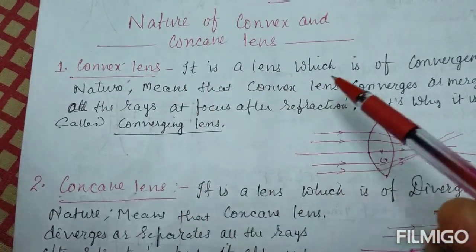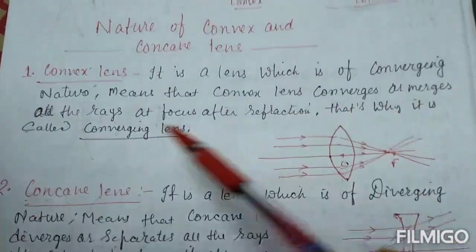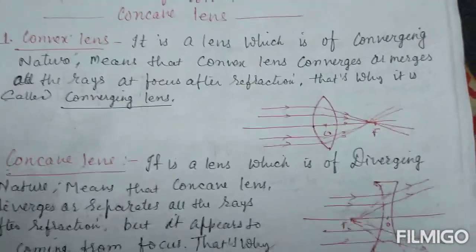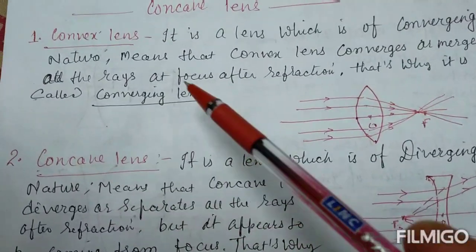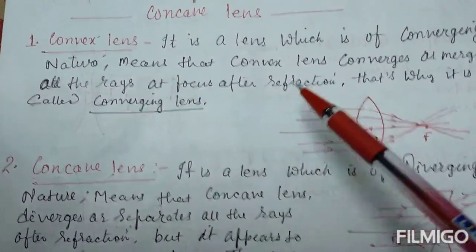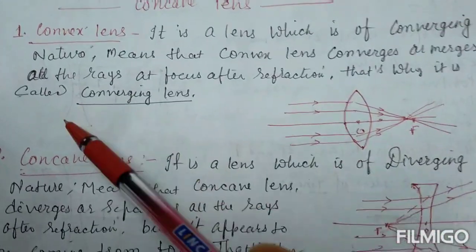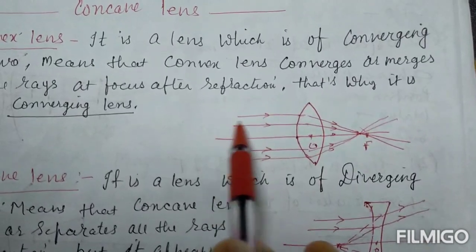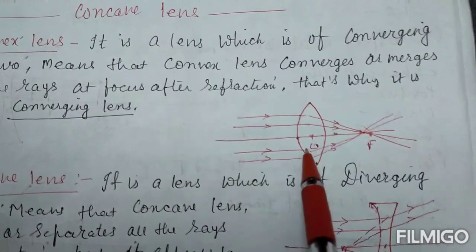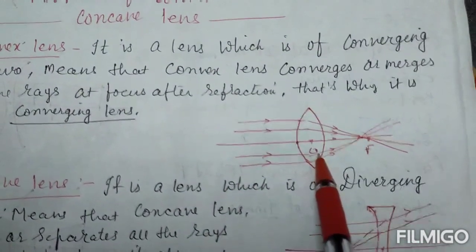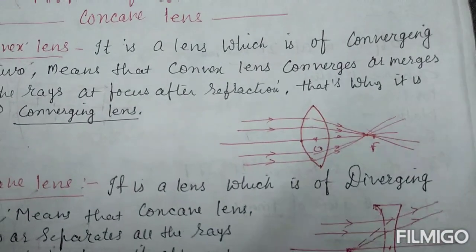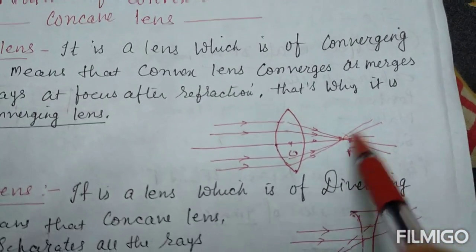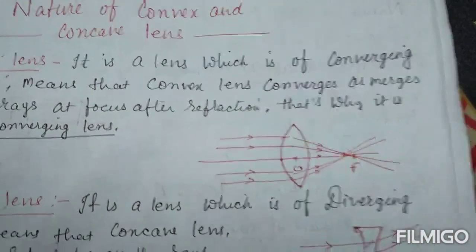Now, the nature of convex and concave lens. A convex lens is of converging nature, meaning that a convex lens converges or merges all the rays at the focus after refraction. That's why it is called a converging lens. See in this picture, rays coming parallel to the principal axis fall on the lens, are refracted and meet at a point, that is, they converge at a point.